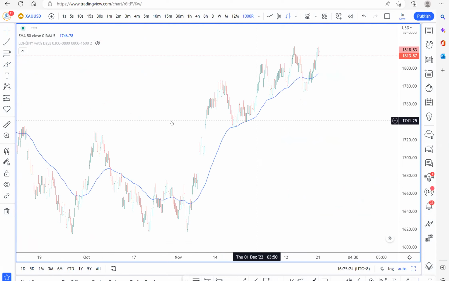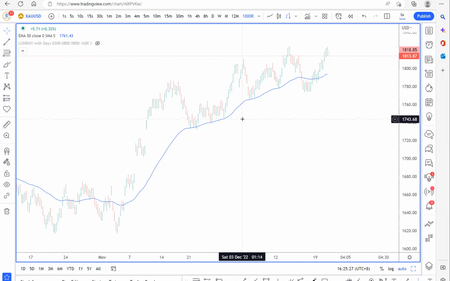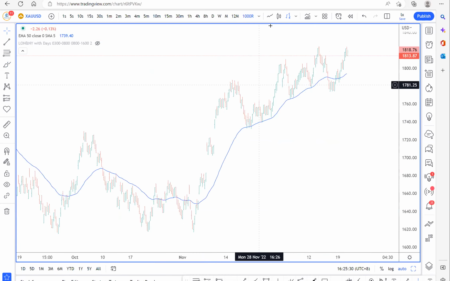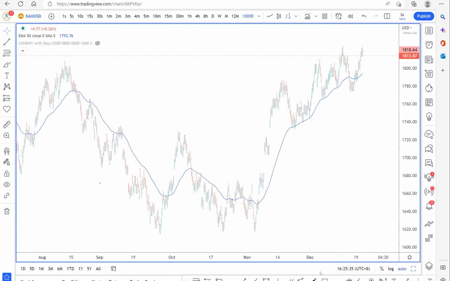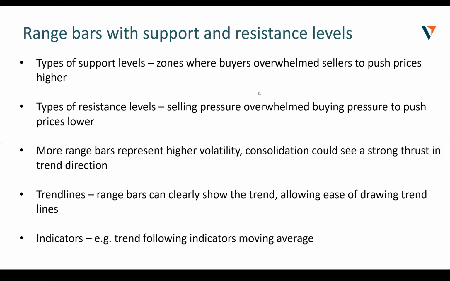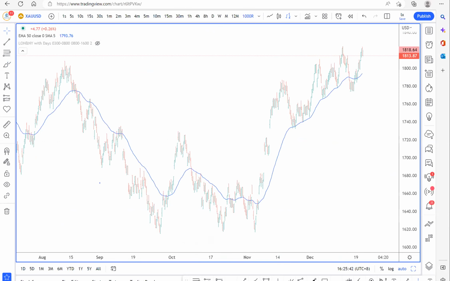In this case, let's take a look at the structure first. So on gold, maybe before I hop on to answer your question, Chong, let me just highlight the different types of support and resistance levels that we went through earlier. So recall the two types of support level. The first kind that we have would be something like that.